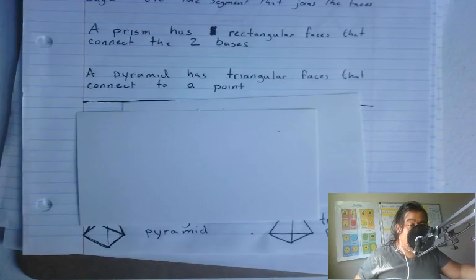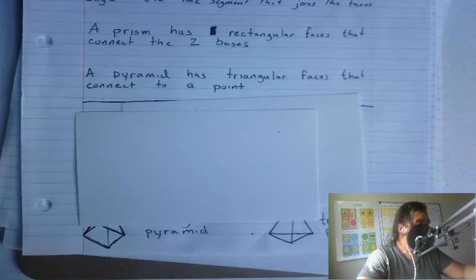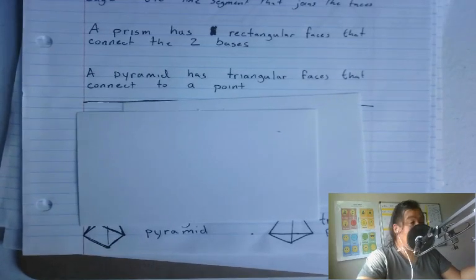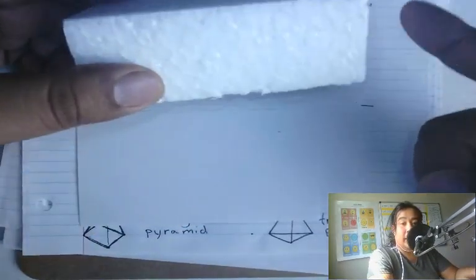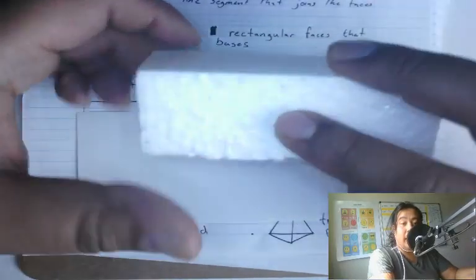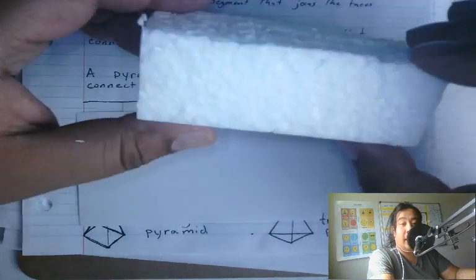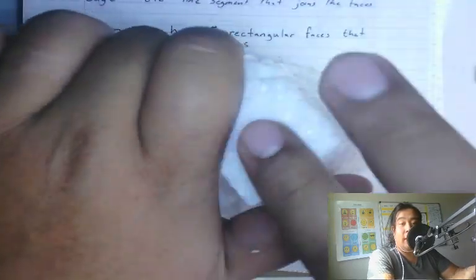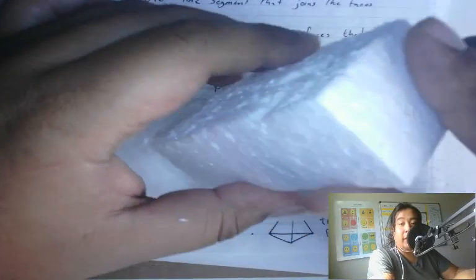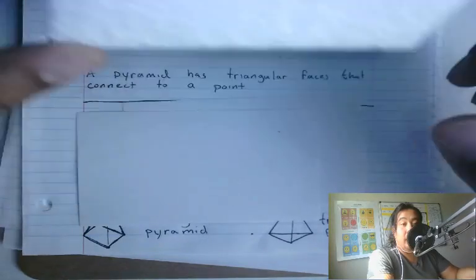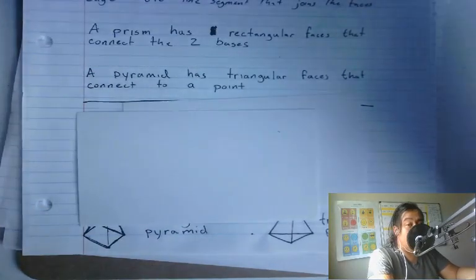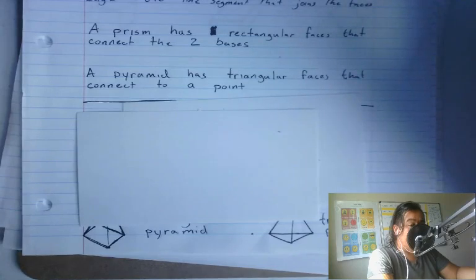I have two examples. I have a prism. A prism, no matter what kind of prism it is, will always have rectangular faces that connect my two bases. If this is my base and this is my base, they're going to be connected by all of these rectangles. Let's say I had a triangular prism. I have a triangle on this side, I would have a triangle on this side, and the rectangles would be connecting them. So a prism always has rectangular faces that connect the two bases.